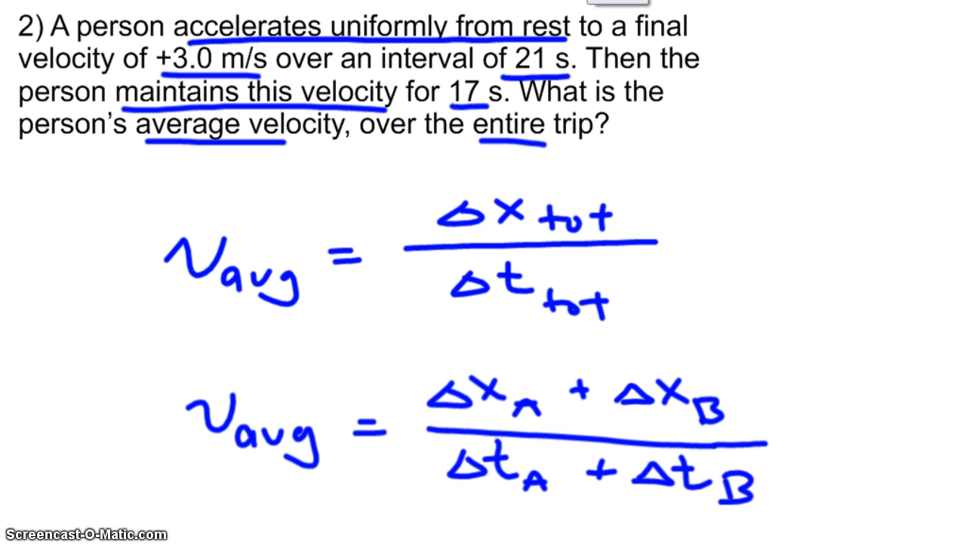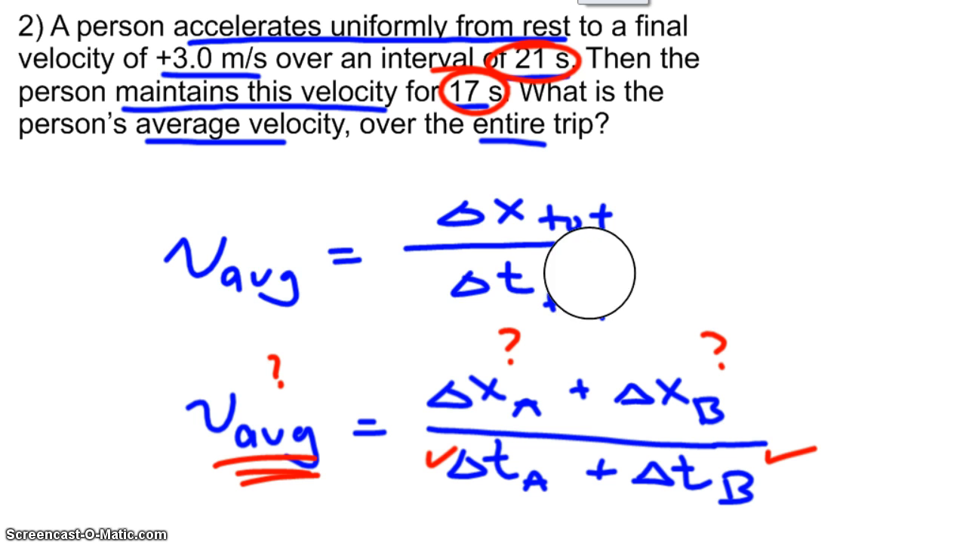So we know delta TA: the first segment lasts 21 seconds. We know delta TB: the second segment lasts 17 seconds. We do not yet know either of the displacements from A or B. We have to find those. Once we know them, we can solve for average velocity, which is what we really want in order to answer this question. So we will find delta XA, we will find delta XB, we'll plug them into this equation and find the answer. That's our roadmap.